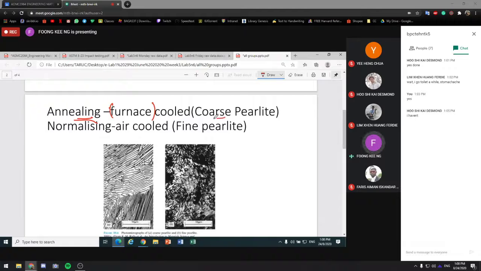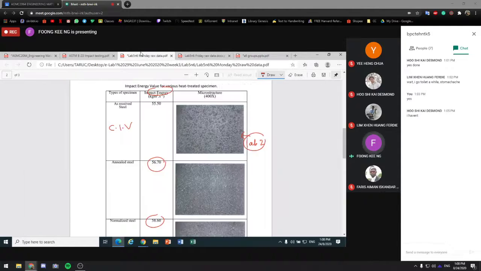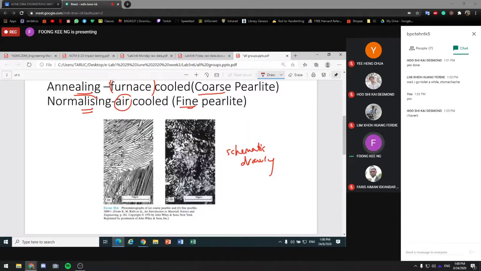So what you have here, this is the microstructure, you get coarse pearlite. You can draw it like that. You still can see the laminar structure here. So the normalized sample, you get fine pearlite. So this is your schematic diagram. Are you clear? Schematic drawing, manual drawing by your hand. Because the one you have here is pretty small, you probably can't see. I'll give you this as support here.